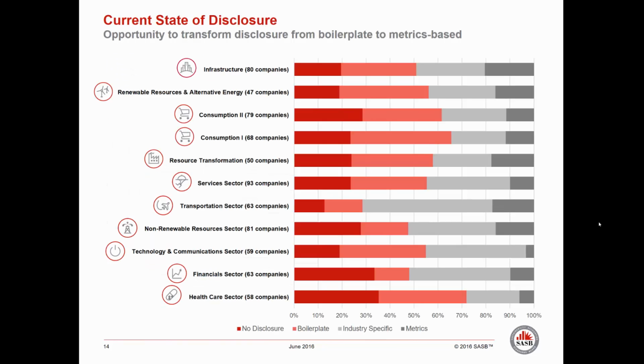SASB also analyzes disclosure in the Form 10-K. Many of the topics in SASB standards are already disclosed by companies in the 10-K, but they're disclosed using boilerplate or very generic language. SASB standards enable these generic disclosures to move toward being more industry-specific and more metric-based.